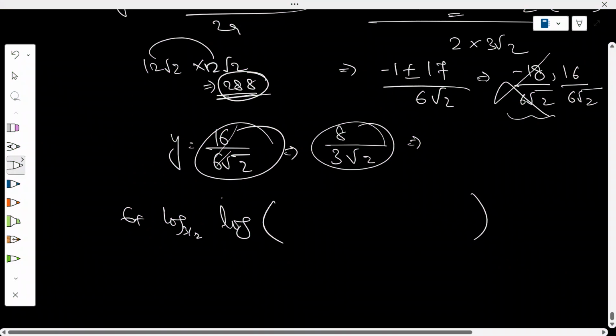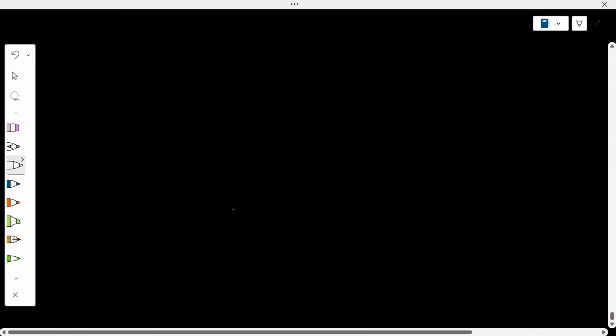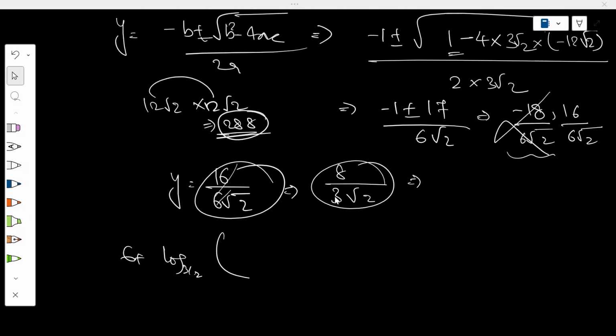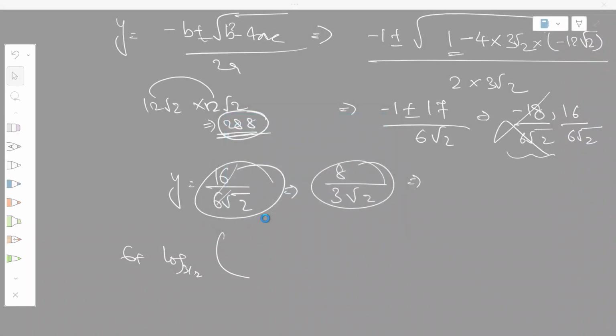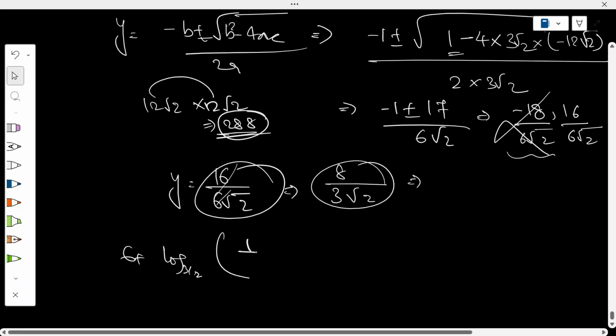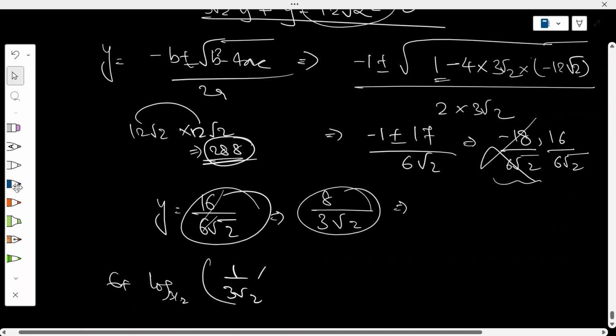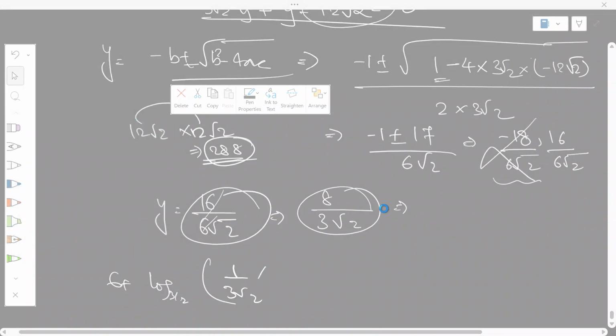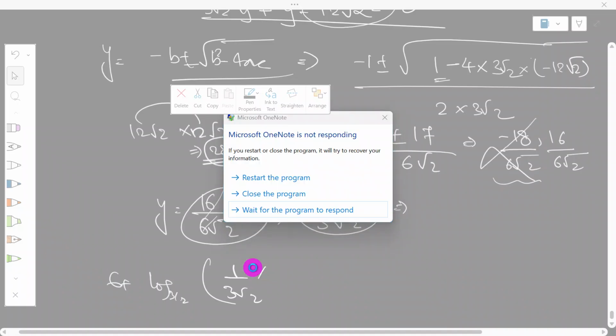Under the log we have the number as 1 by 3 root 2. So we have to multiply this with the number into 8.